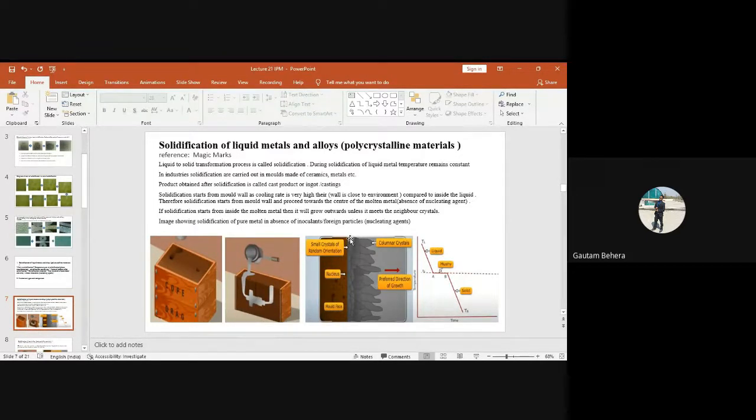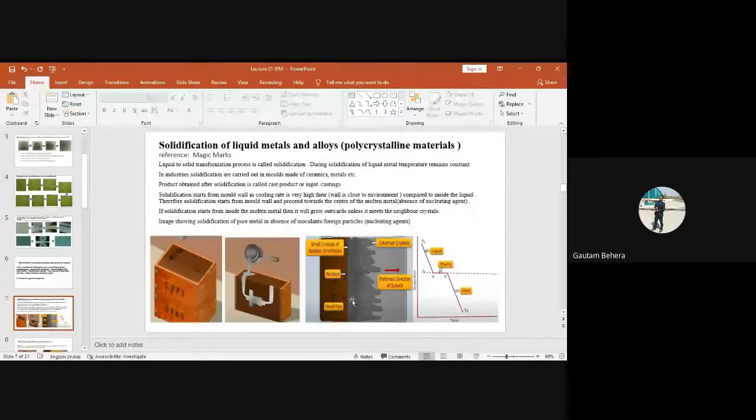Now just have a look. This dark part is the solidified metal or alloy, right? You can see initially at the mold wall, the grains are very small. But if you go to the center of the liquid, the grains are bigger, elongated grains. I will discuss that soon. So the grains which form at the wall of the mold are equiaxed grains, but they are small in size.